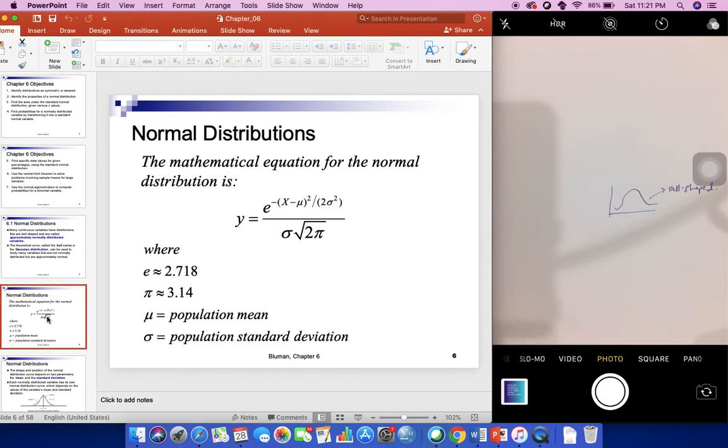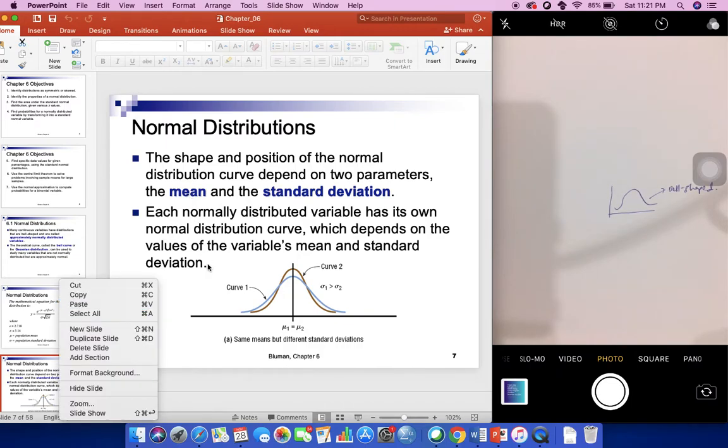Let's take a look at the normal distribution formula. y equals e to the power of negative (x minus mu) squared divided by 2 sigma squared, over sigma square root of 2 pi. Pi and e here are constants, where e is 2.718 and pi is 3.14. Mu here refers to the population mean, and sigma is the population standard deviation.